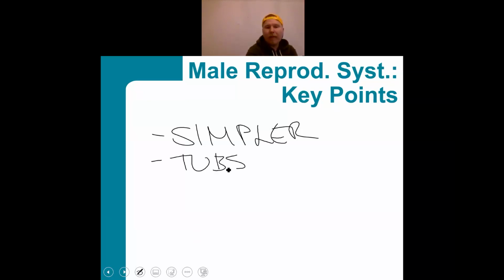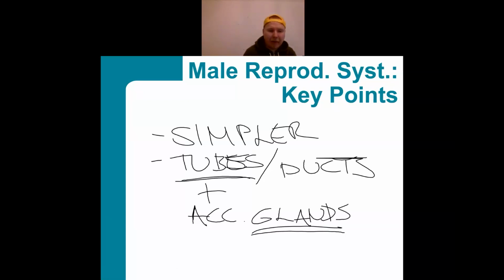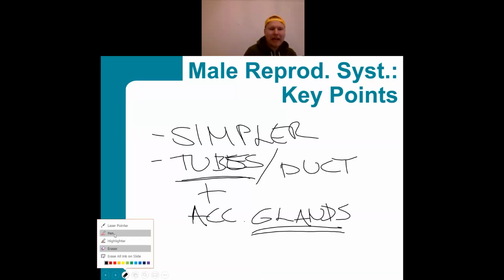and we're going to be looking at various tubes or ducts, and then accessory organs, especially glands, that contribute to the functions of the male reproductive tract. So I hope that will help you to orient yourself as to what to pay attention to.